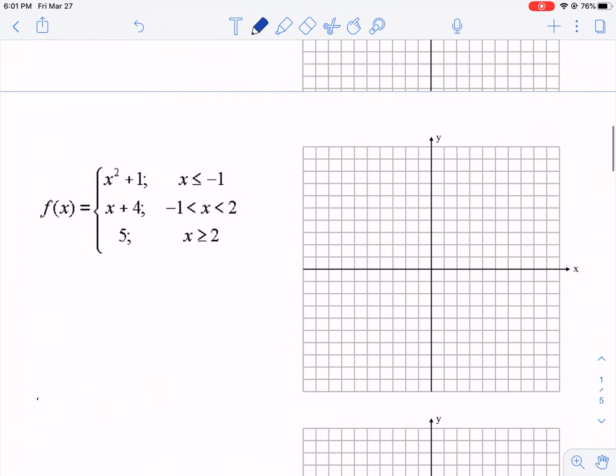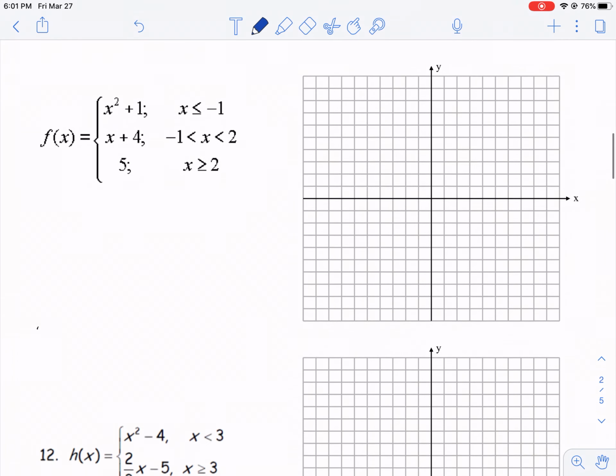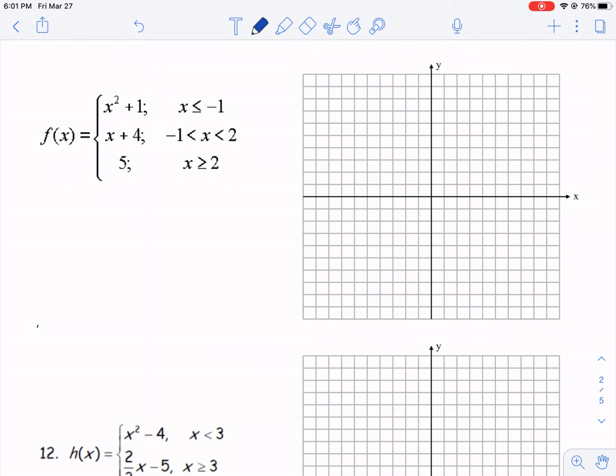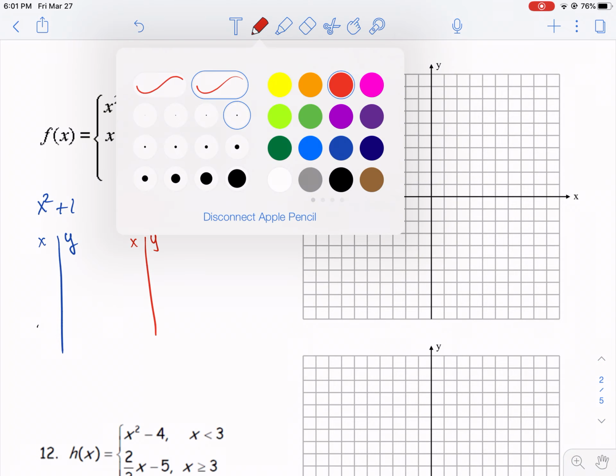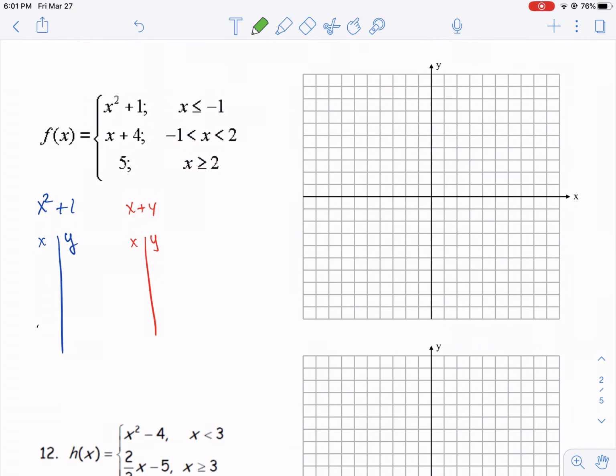Alright, I think we just have one more to try. Nope, we have 2. Alright, the next one has 3 pieces to it. So we're going to do x squared plus 1. Or we're going to do x plus 4. And we're going to do 5.